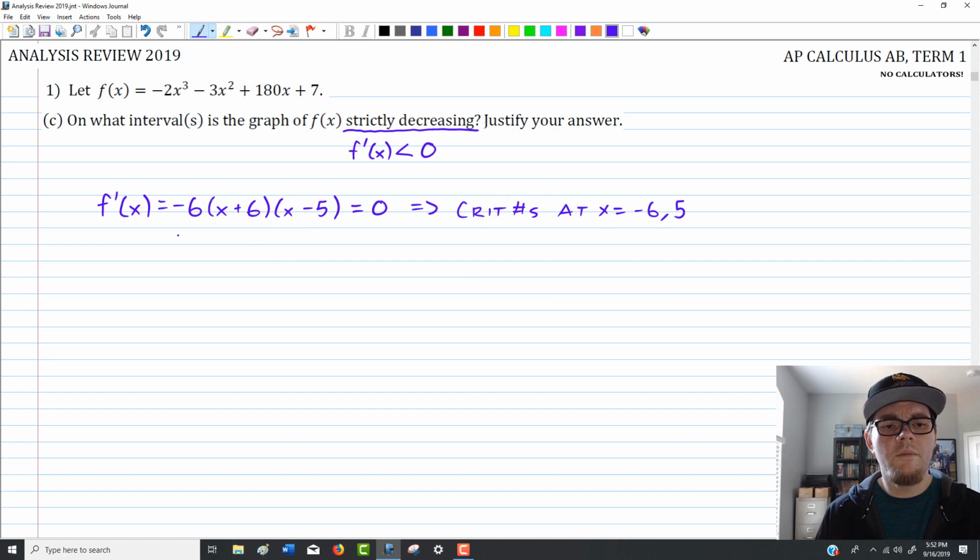So with those critical numbers in place, we now want to check to see what's happening. Well, just from drawing a picture, I can see right here that the graph is going to be strictly decreasing on the left and on the right. So I could probably reason it out from there by labeling my critical points on the picture.